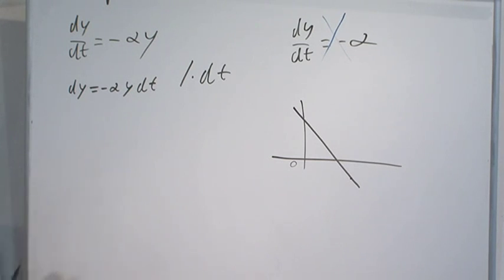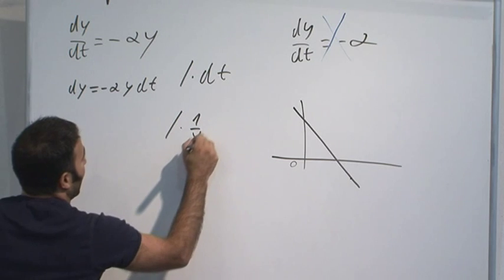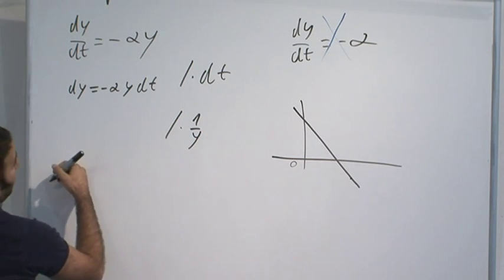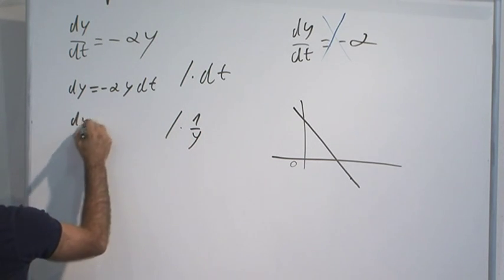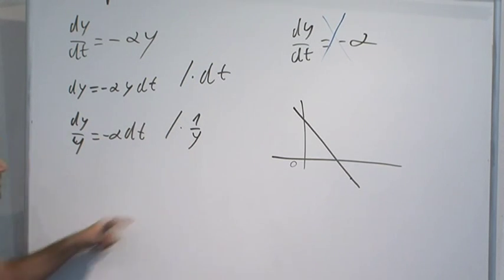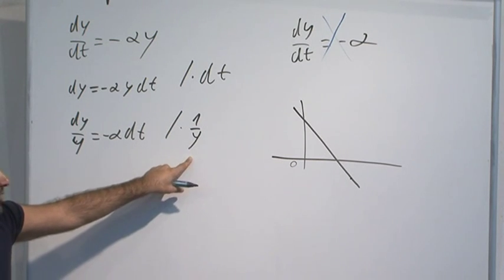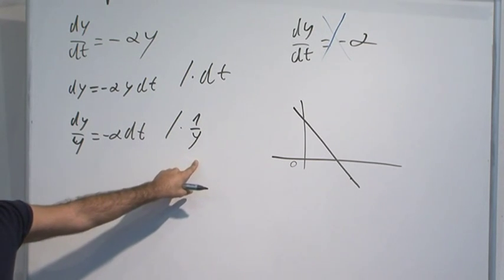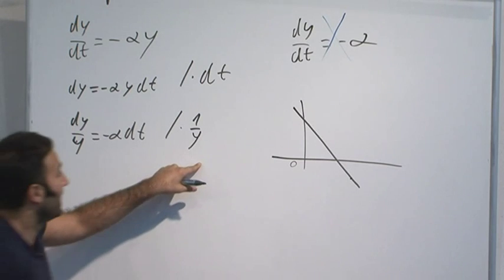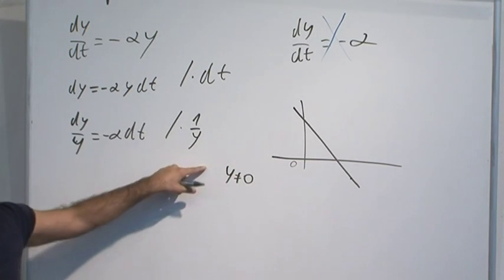Okay? And I can divide or multiply by 1 over y on both sides. dy over y equals minus alpha dt. Is it okay to do it, by the way? Always? It has to be positive. Right? Not positive, it has to be different than 0. Right? This is assuming y is different than 0, and we will get back to it, okay?